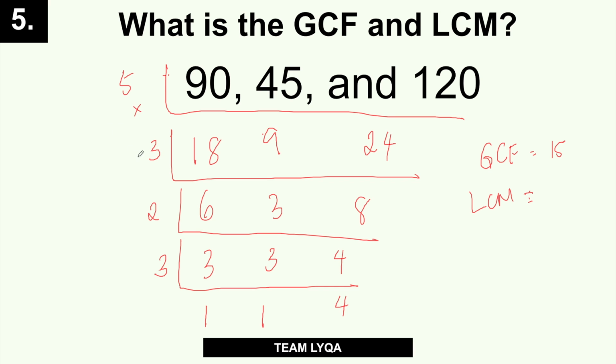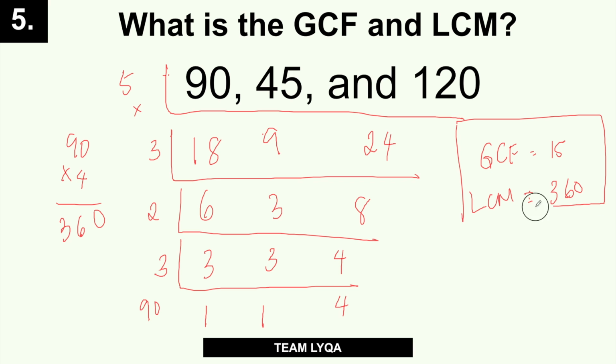Okay? And then, ito nga yung L na yan ang gagawin kong LCM. So, you have 5 times 3, which is 15. Times 2, that is 30. Times 9, that is 90. And then 90 times 4, which is 9, 18, 27, 36, 3, 6, and then 0. The answer is 360. Yan ang LCM natin. Okay, so, ang GCF mo is 15, LCM mo is 360.